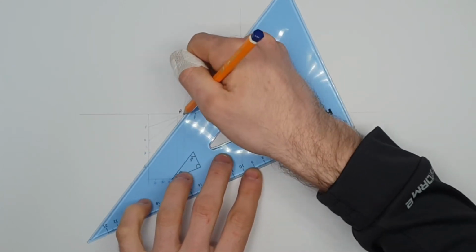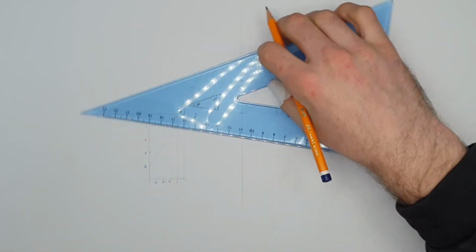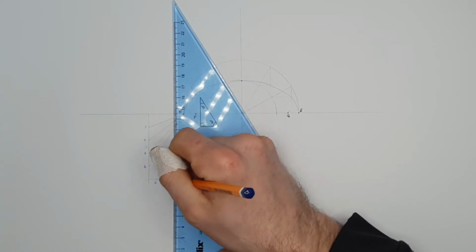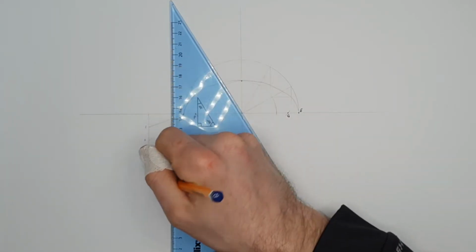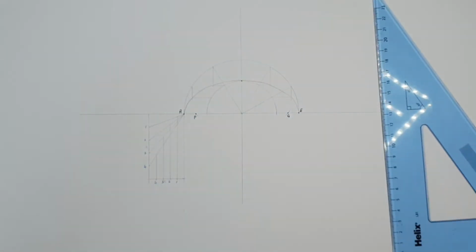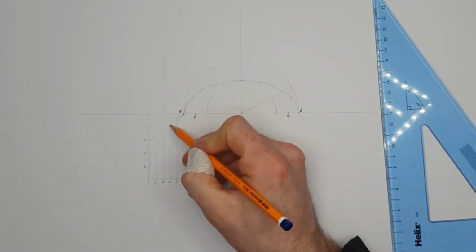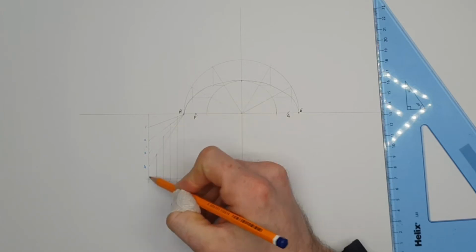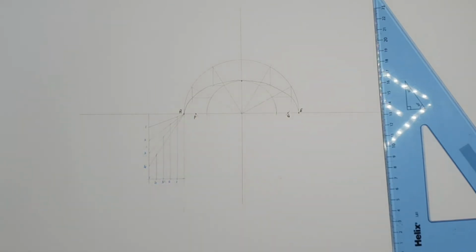3 and 4, up from number 2, 3 and 4, and then we have all of our points in the curve. We have 1, 2, 3, 4, and a start and an end point as well.